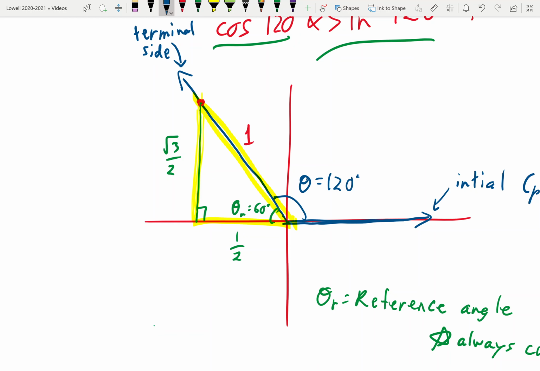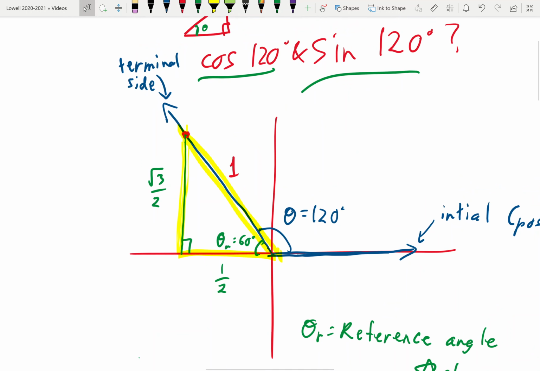Well, remember, we're trying to find cosine of 120 and sine of 120, which would be the x and y coordinate, right? The x coordinate equals cosine of 120 degrees. That was the whole point of this unit circle business. And y equals sine of 120 degrees on this red point right there.